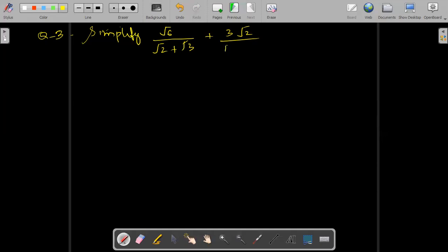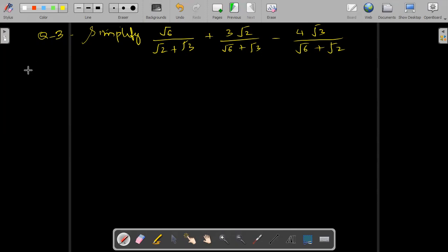Root 6 plus root 3. Extra questions I will send you on WhatsApp. You can do the extra questions, more extra questions. Root 6 plus root 2. You should check if you have the same terms with opposite signs. If the denominators have the same first and second terms and only the opposite signs, you can take the LCM directly. But here it is not the case. So here we have to simplify each and every number.